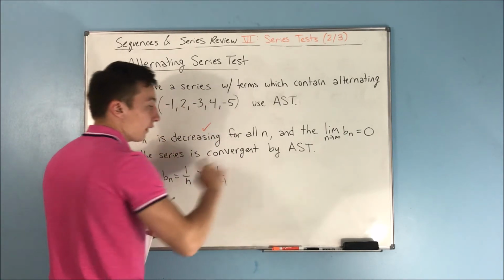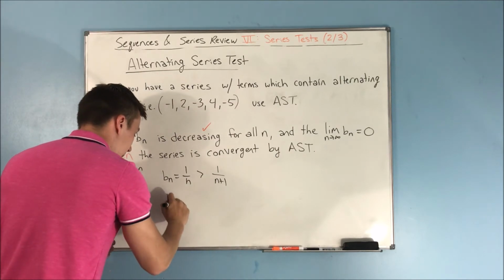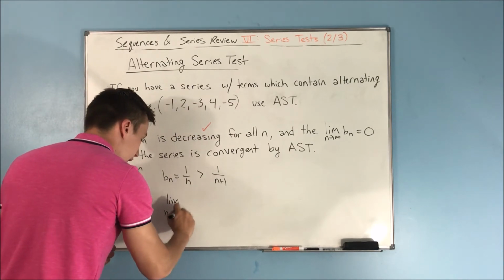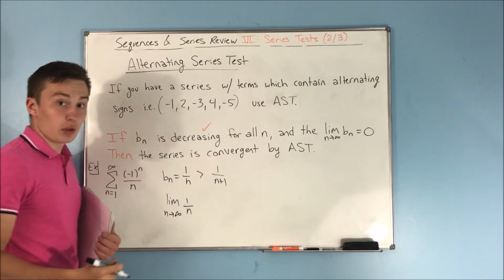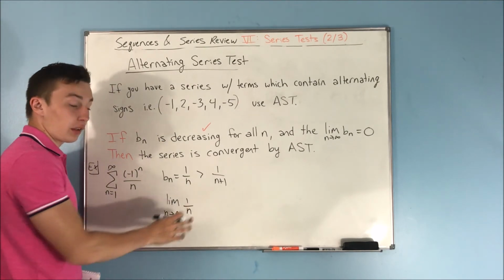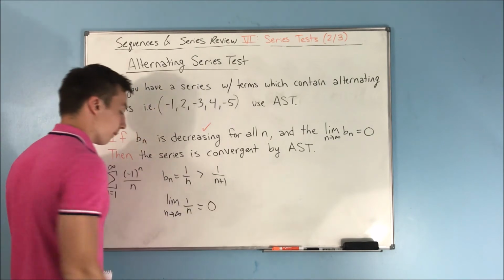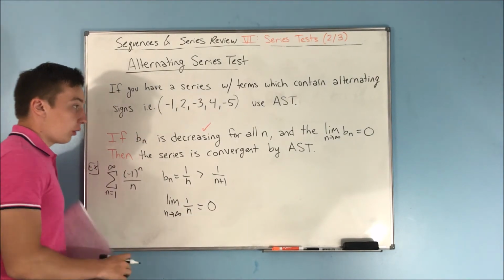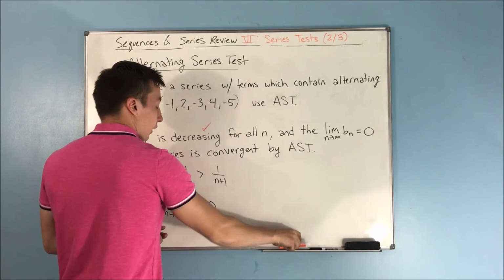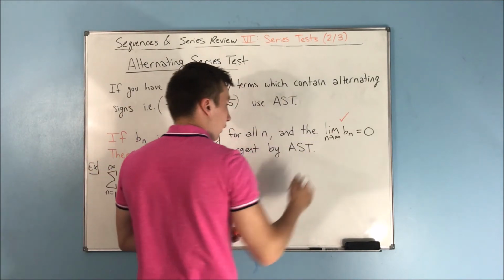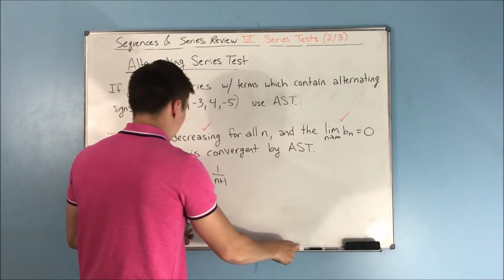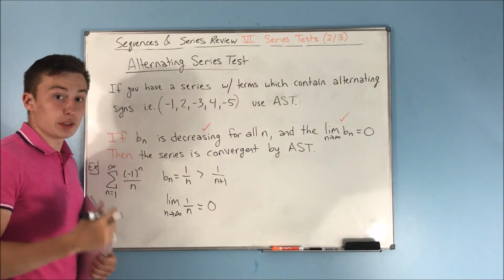Now, what about the limit? Is the limit as n approaches infinity of 1 over n equal to 0? Well, of course it is. We're going to get an infinitely large denominator, and that's going to make this whole fraction go to 0. So since the limit is equal to 0 and it's decreasing, we know that the series is convergent by the alternating series test.